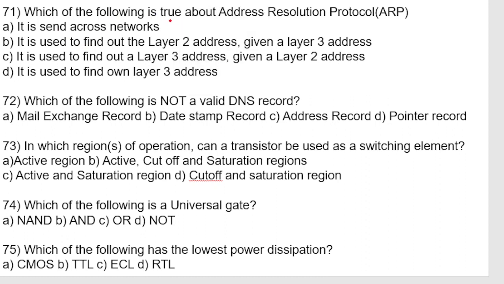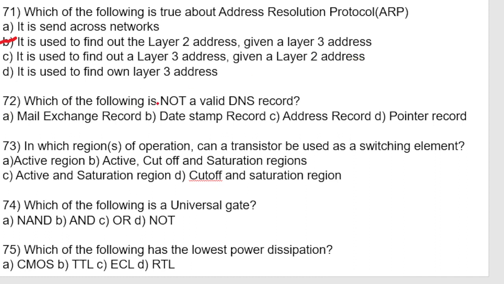Which of the following is true about address resolution protocol, ARP? It sends across network. It is used to find out the layer 2 address given a layer 3 address. It is used to find out layer 3 address given layer 2 address. It is used to find on layer 3 address. So it is B. It is used to find out layer 2 address given a layer 3 address.